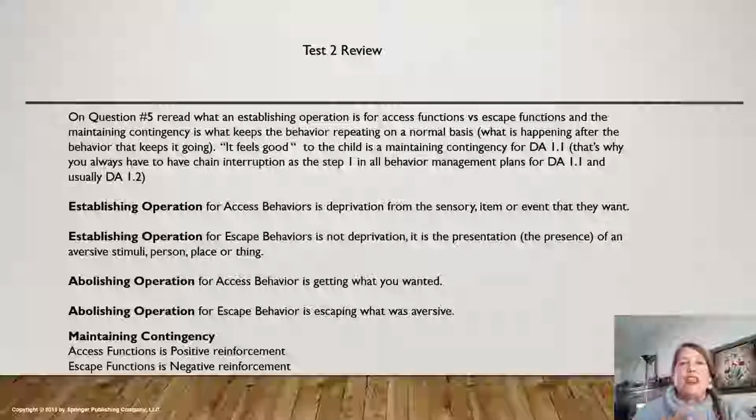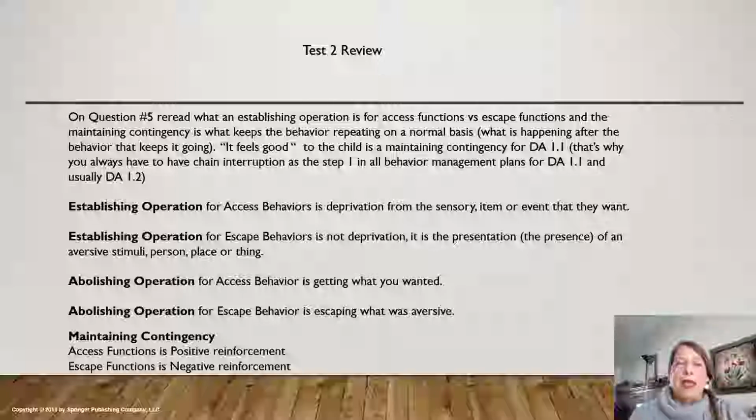You got everything you wanted, whether you feel you have attained all the tangible items you need, or it feels that you received all the sensory input that you need. So you've accumulated whatever it is that you need and you no longer need it. So that's the abolishing operation.